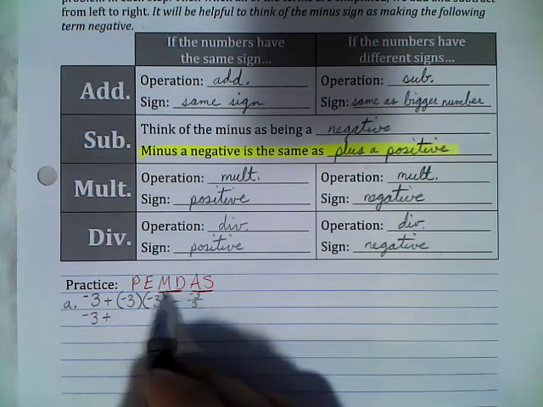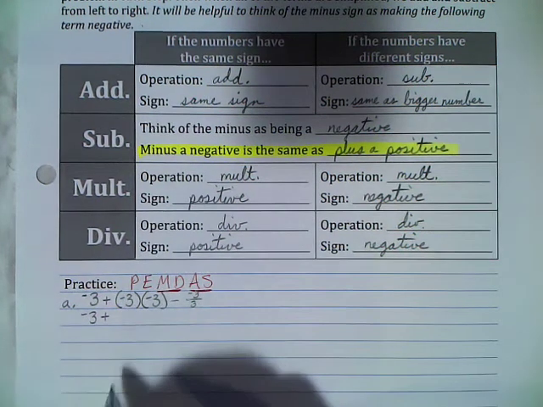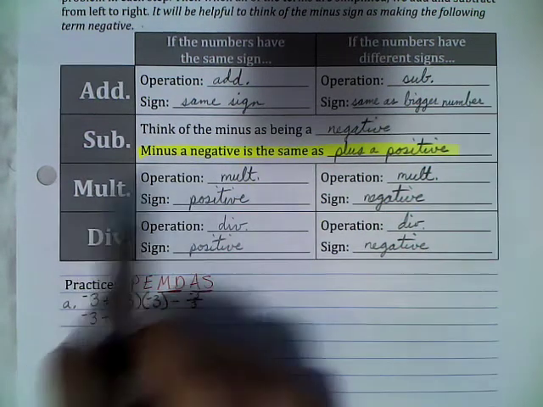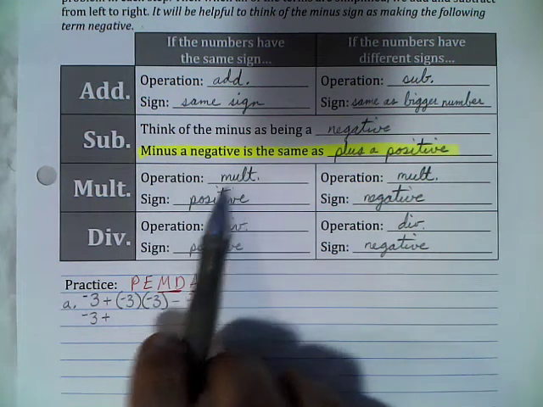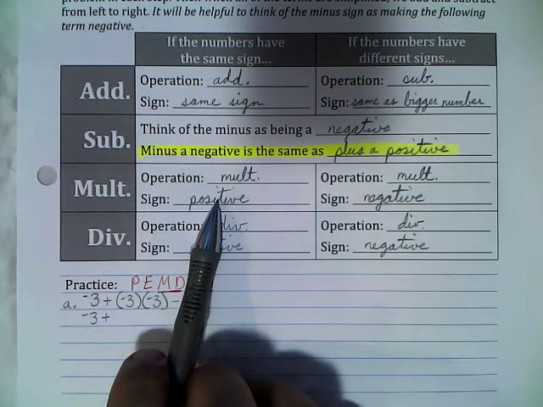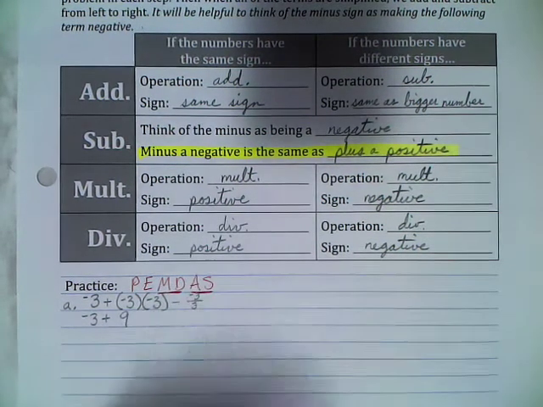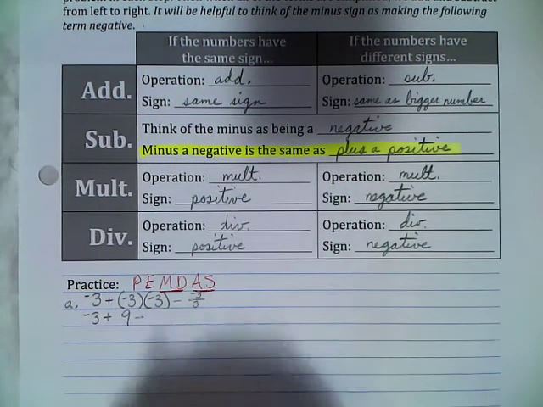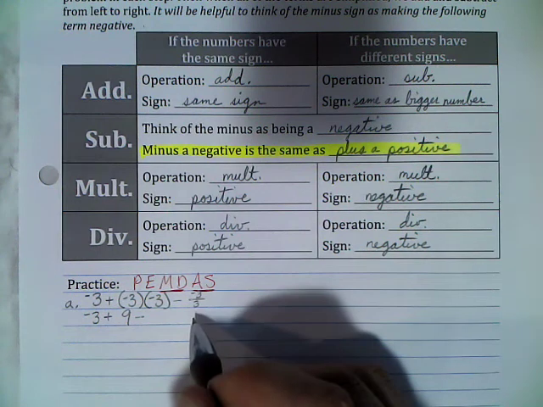The next term here, all I see is a -3 times a -3, and then a minus. So that's my second term, -3 times -3. So that's multiplication, where the signs are the same. So we are going to multiply those together. 3 times 3 is 9. And since they have the same sign, they're both negative, it'll be a +9 for the answer. Now I'm going to have my minus here. And then I've got fractions. This fraction is my last term.